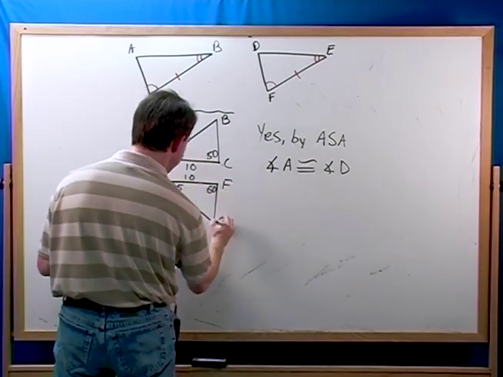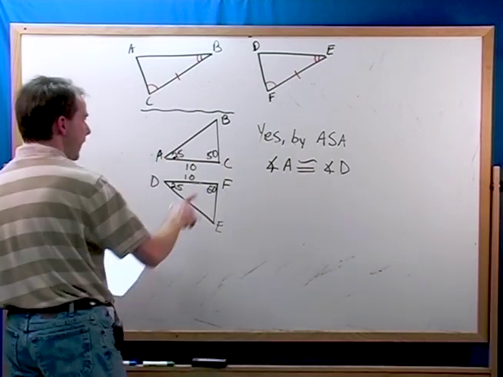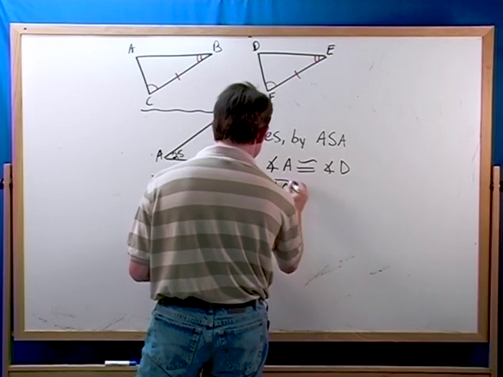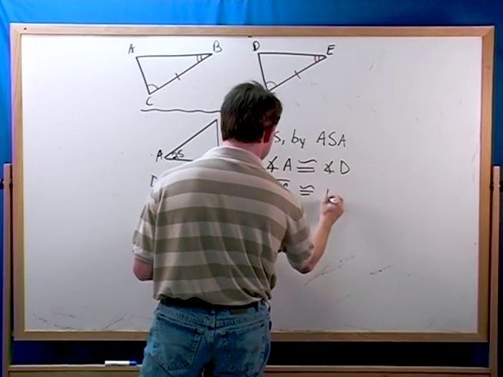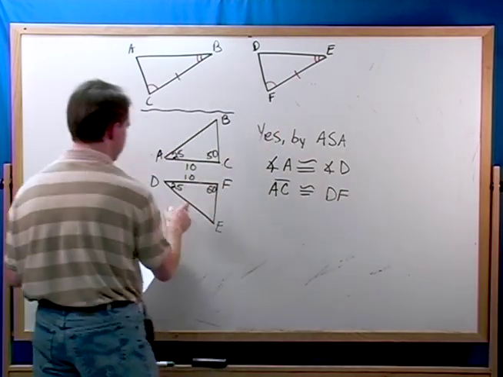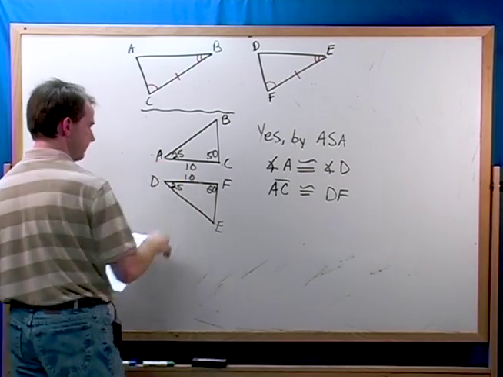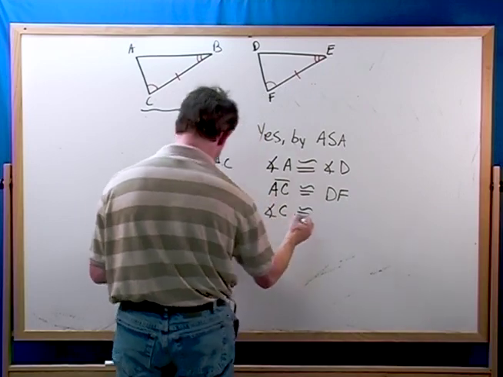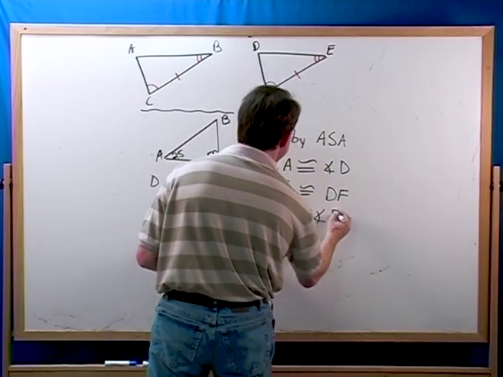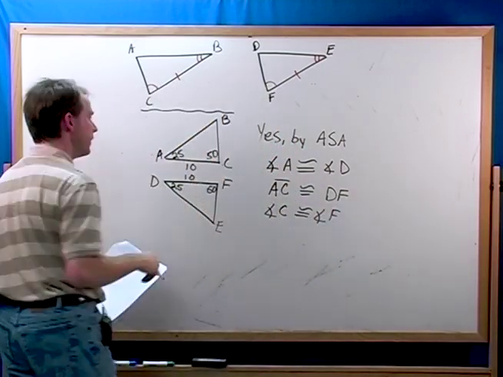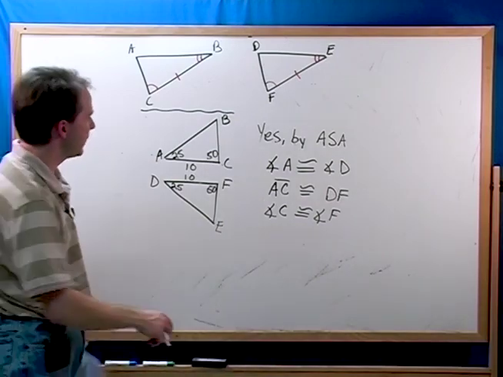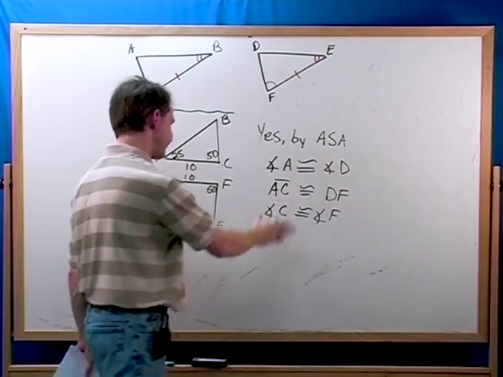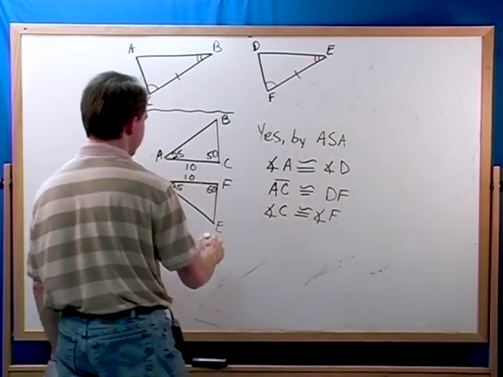D, F, and E down here at the bottom. Okay, angle A is congruent to angle D. Line segment AC is congruent to DF. And finally, angle C is congruent to angle F. So on your paper, you would have to show that this angle, side, and this angle were congruent. And you would say, yes, these two triangles are congruent.